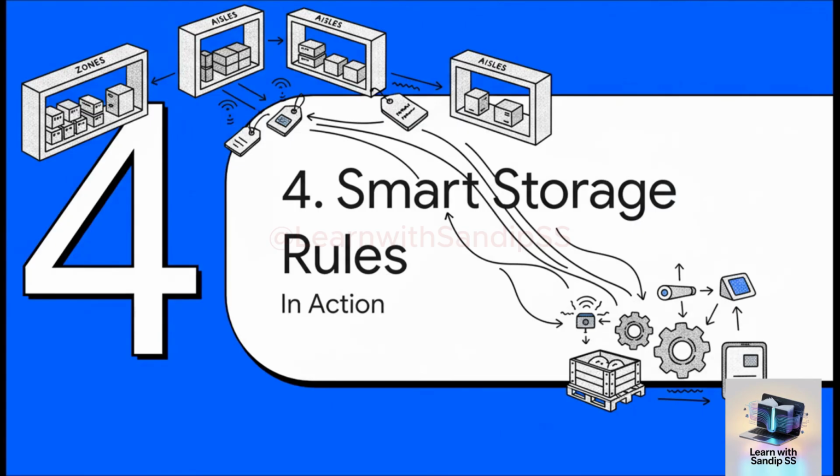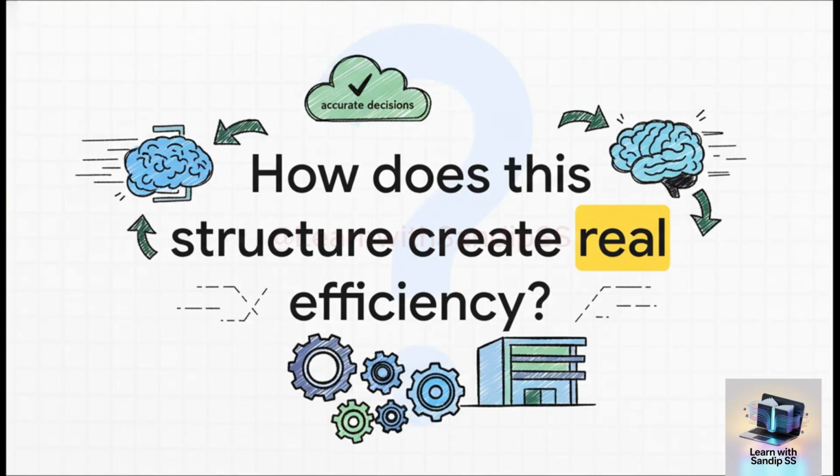Okay, let's pause. We've built our digital blueprint. We've got zones, we've got aisles, and we've got these smart labels. So what? I mean, how does this incredibly detailed structure actually make a warehouse run any better? Well, let's see how it lets us create some really smart rules. And that really is the million-dollar question, isn't it?